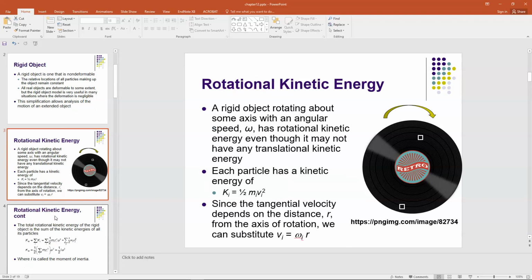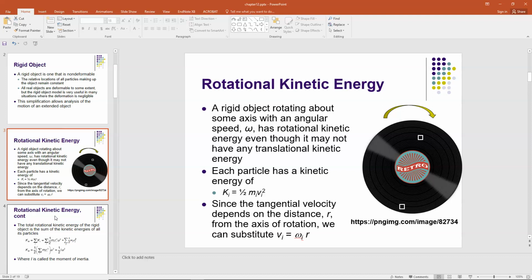Now, in a previous lecture, we talked about the relative kinetic energy of objects that are moving with respect to their center of mass, and that could be a vibrational or a rotational kinetic energy, where the little point masses that make up the object are moving with respect to the center of mass. In today's lecture, I'm going to focus on the rotational kinetic energy. So let's assume that we have a rigid object that's rotating about an axis with some angular speed, okay?